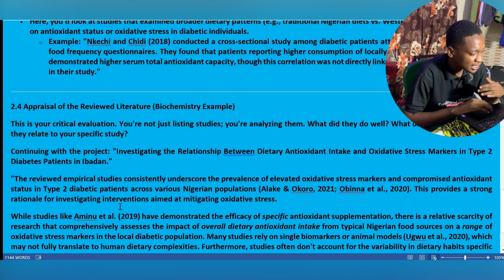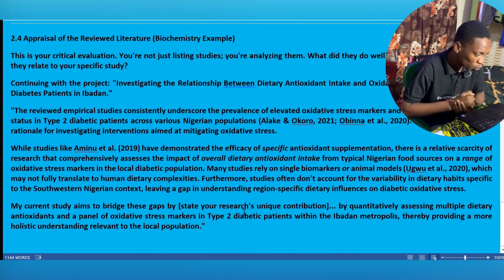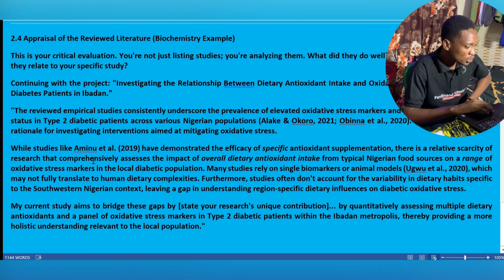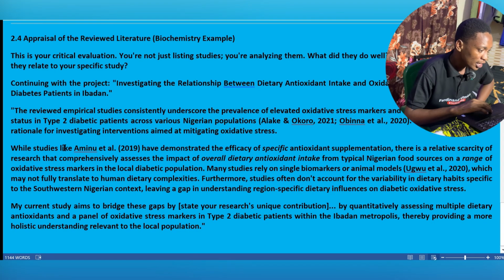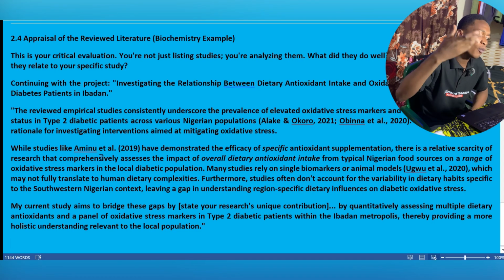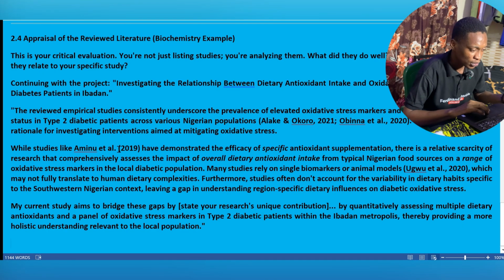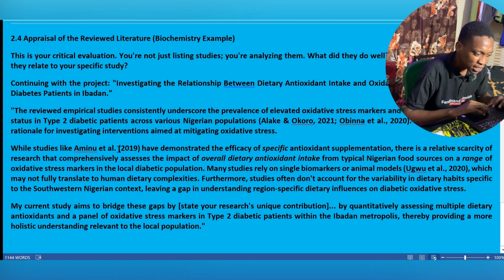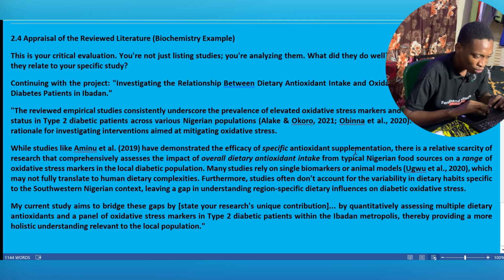Now, I will also look at the next article that I'm working with. I will say, while studies like Amino et al. (Amino is the first individual in that publication, and et al. means 3 or 4 or more other individuals) have demonstrated the efficacy of specific antioxidant supplementation, there is a relative scarcity of many studies.